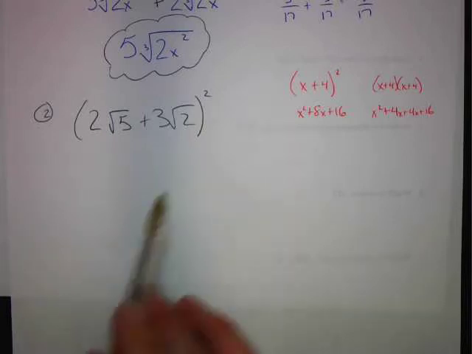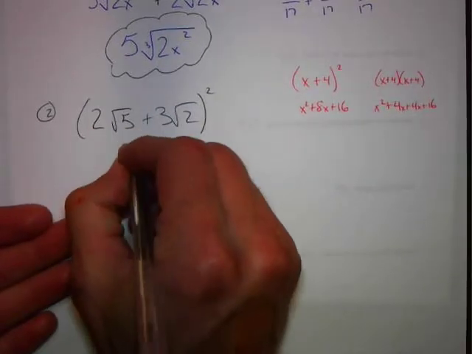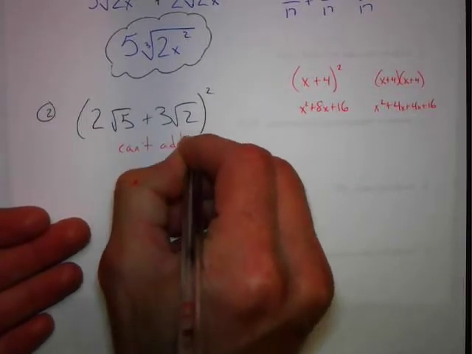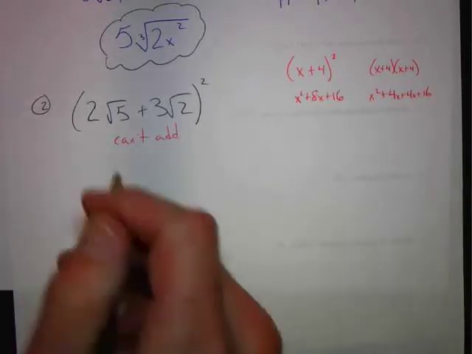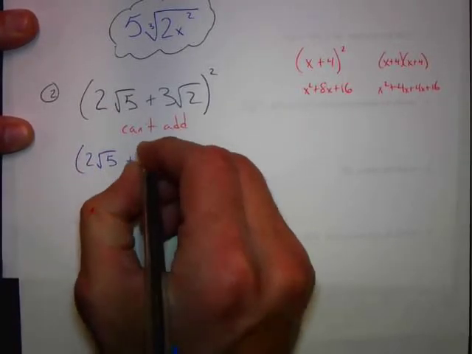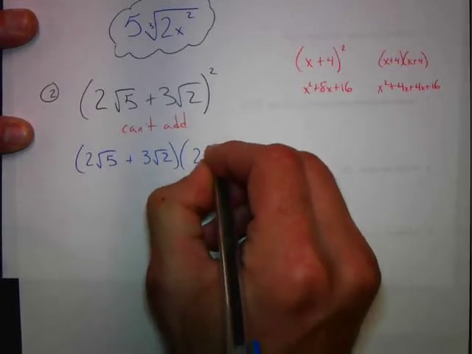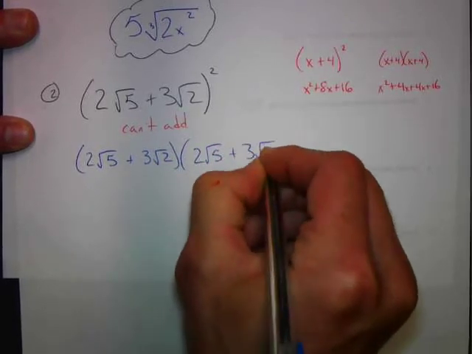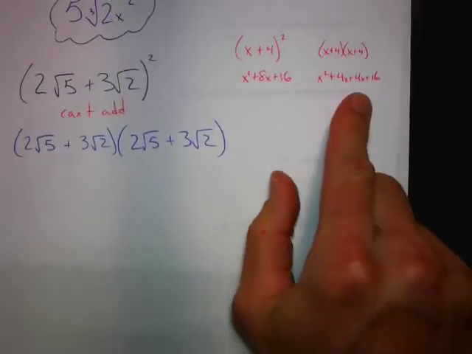Okay, so we can't add these, can't add them. So guess what we can do? Multiply these out as if they were binomials. Isn't that cool? So we could multiply these out as if they were binomials. So we have 2 root 5 plus 3 root 2 times 2 root 5 plus 3 root 2. And we can treat it just like we treated our binomials.